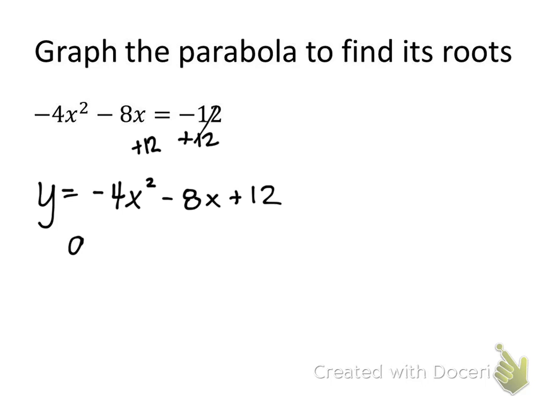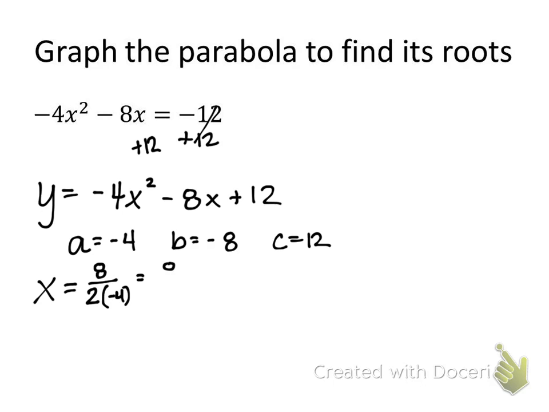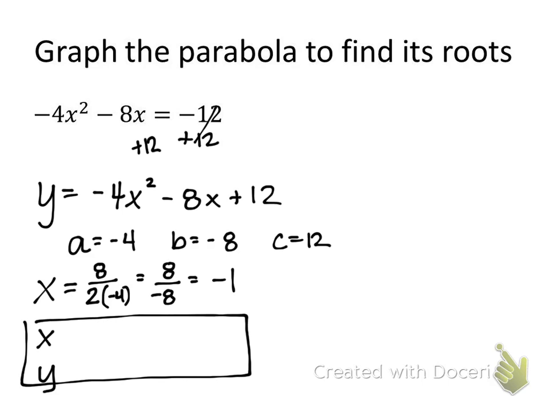Now let's label A, B, and C. A is -4, B is -8, C is 12. What is my first step? You gotta put -b, which is +8. Very good, over 2 times -4. Very good. So I have 8 over -8, which is -1. Okay, so because I got a whole number, now I know I can use my calculator.